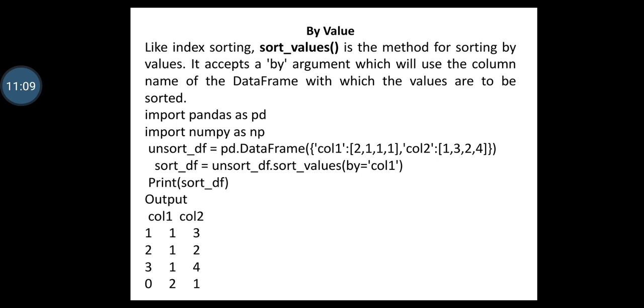You can notice that the column 1 values are in sorted order. Column 1 is 1 1 1 and 2, and column 2 is 3 2 4 1. It is defined as per the by values that are used in our programming code. As per the code, the output is given in the slide.